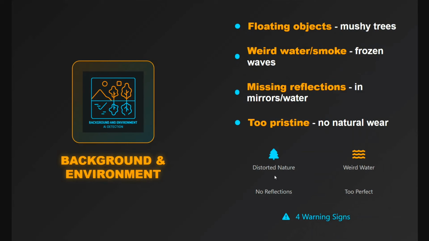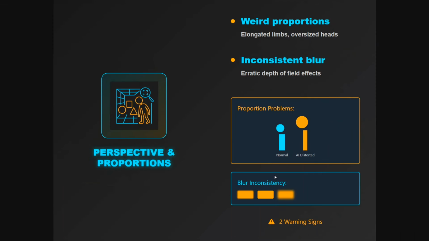Background and environment. I think this is something that people usually miss out, but it's very important. Floating objects. You might be seeing floating trees, a floating house in the background. Weird water or smoke. Frozen waves. The waves are not moving. Missing reflections in mirror or water. So if a mirror is in the background, it should have a reflection of the person standing in front of it, but it doesn't. Too pristine, no natural wear. Distorted nature, weird water, no reflection, too perfect.